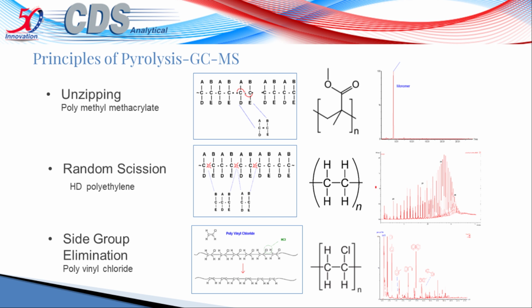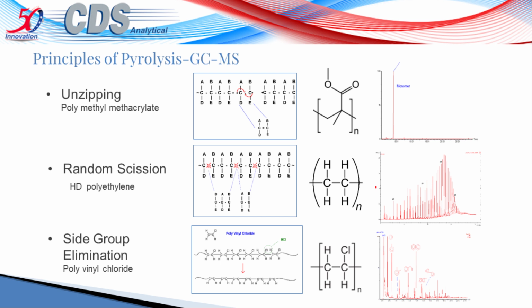There are known mechanisms for pyrolysis degradation, so each polymer produces a unique pyrogram fingerprint. For example, on the top, we're looking at polymethyl methacrylates. All methacrylates will basically unzip along the polymer backbone to produce monomer. Polyolefins, for example polyethylene, will randomly break along the polymer backbone, so you will get monomer, but also dimer, trimer, and larger oligomers.